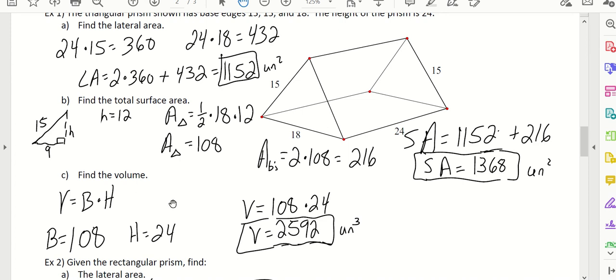So the way you might want to think about volume is it's like one base stacked on another, stacked on another. So a triangle, this 15, 15, 18 isosceles triangle, and then one just like it stacked on top of it, and one just like it stacked on top of it. And you do that until you get up to a height of 24.